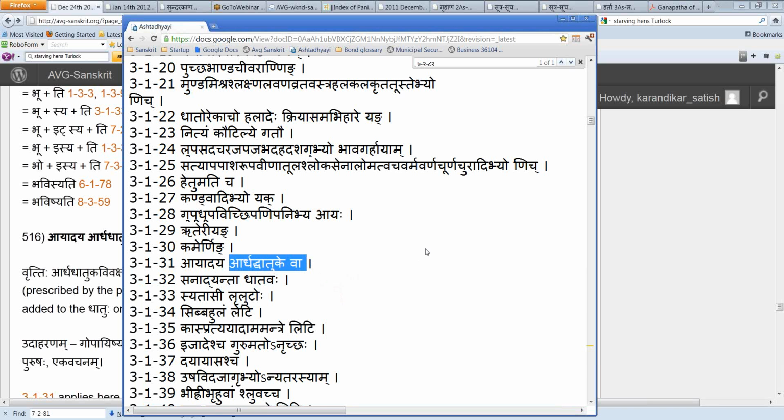The three pratyayas, aya, the iyang from 3129, and the ning pratyaya, kamer ning, they only apply optionally when the intention is to add ardha dhatuke pratyaya. So very, very simple sutram: the aya pratyaya described by 3128, the iyang pratyaya prescribed by 3129, and the ning pratyaya prescribed at 3130. These apply only optionally, but when the vivaksha is ardhadhatuke vivakshayam. So that's all the sutram says, that this aya etc. are applied optionally. Just means these three, 3128, 29 and 3130, these three pratyayas, they are applied only optionally.